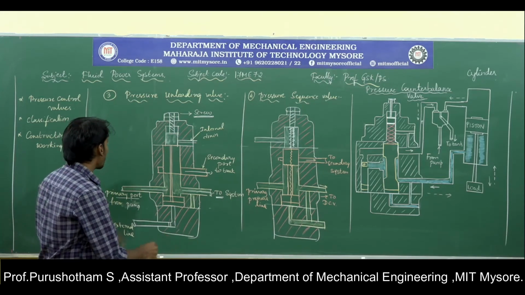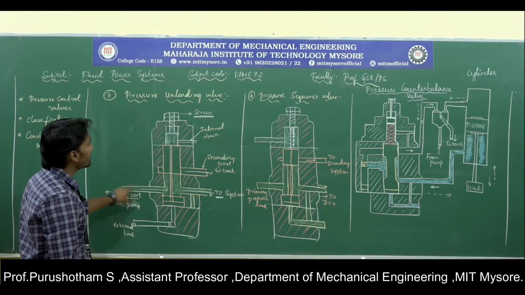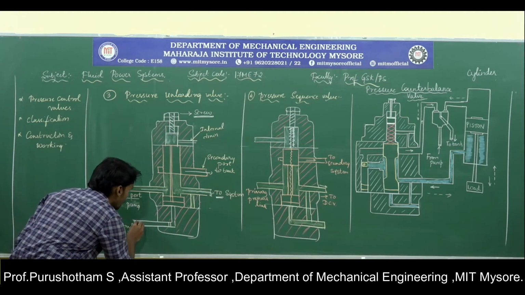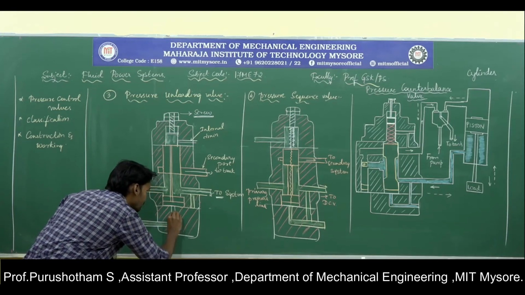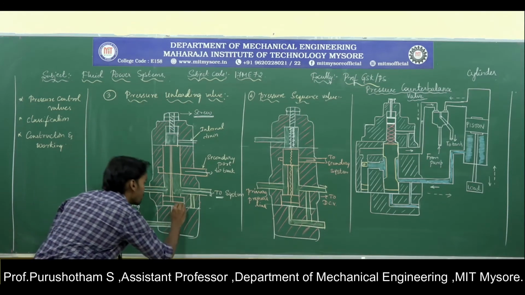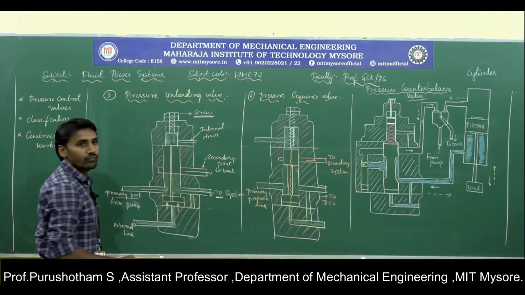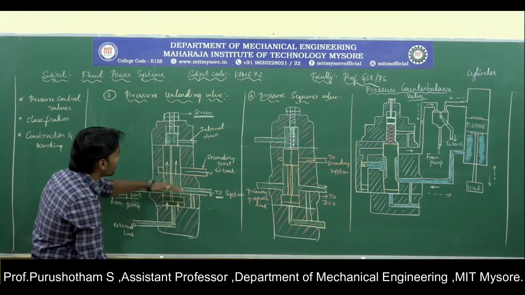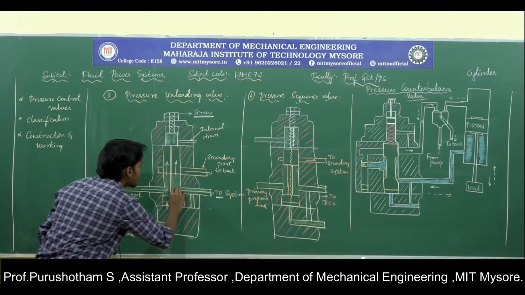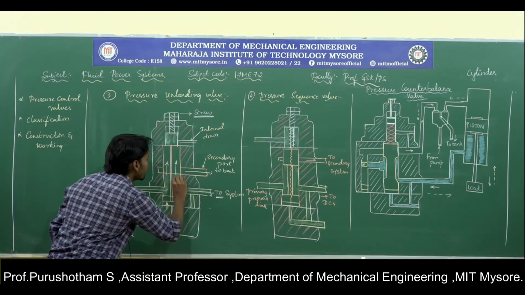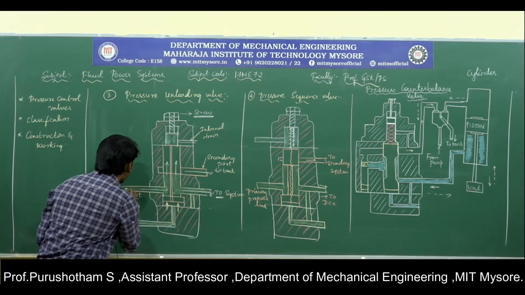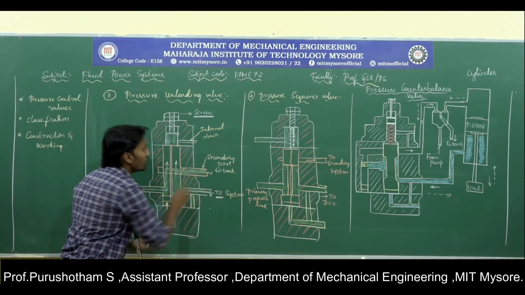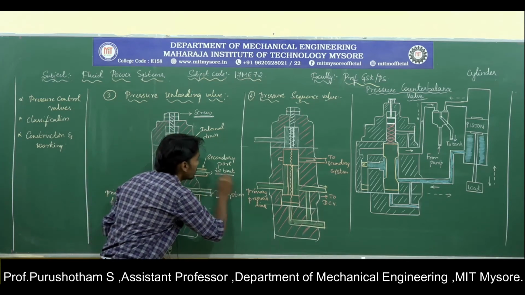So when the pressure in the system exceeds the prescribed pressure, what will happen? This will be the external line from which the fluid will enter. Due to the pressure of the fluid, the piston moves upwards, due to which the spool movement takes place. Then it creates a passage to the secondary port. That means the fluid from the primary port is going to enter the secondary port, through which the fluid is discharged to the tank.